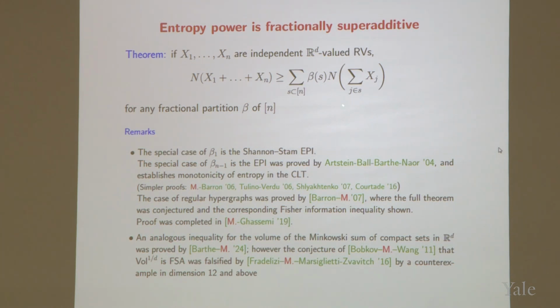So of course, if you restrict this to the usual partitions, this is the entropy power inequality. This is the original Shannon-Stam entropy power inequality. The case of the leave-one-out sets, that's beta_{n-1}, was a refinement of the entropy power inequality that was proved by Artstein, Ball, Barthe, and Naor in 2004. And that established the monotonicity of entropy in the central limit theorem.